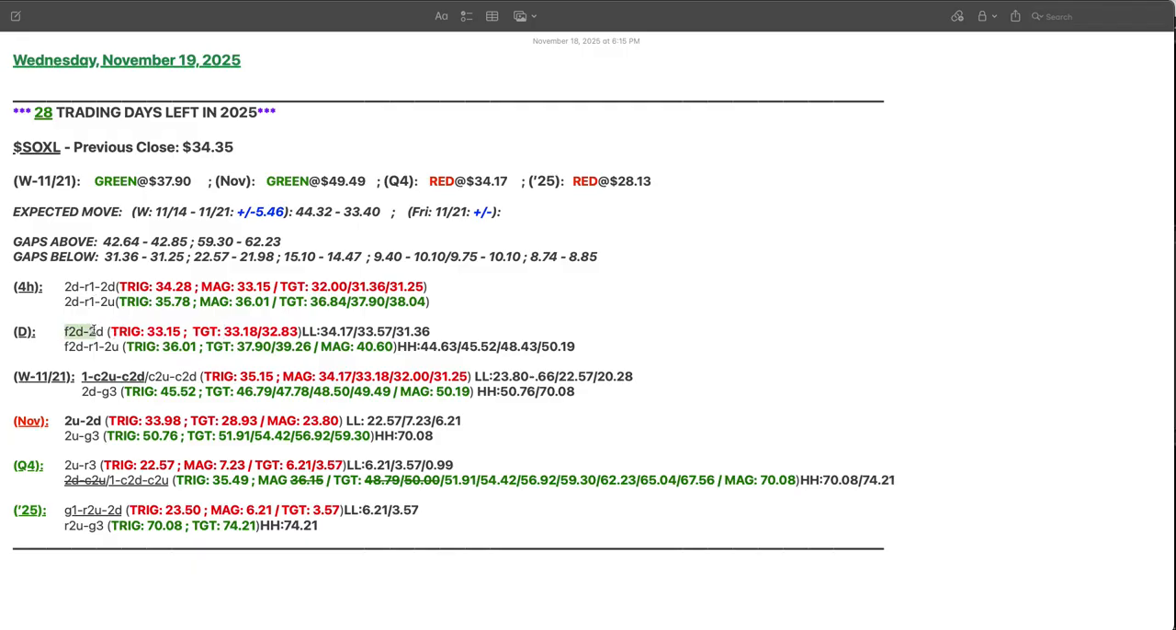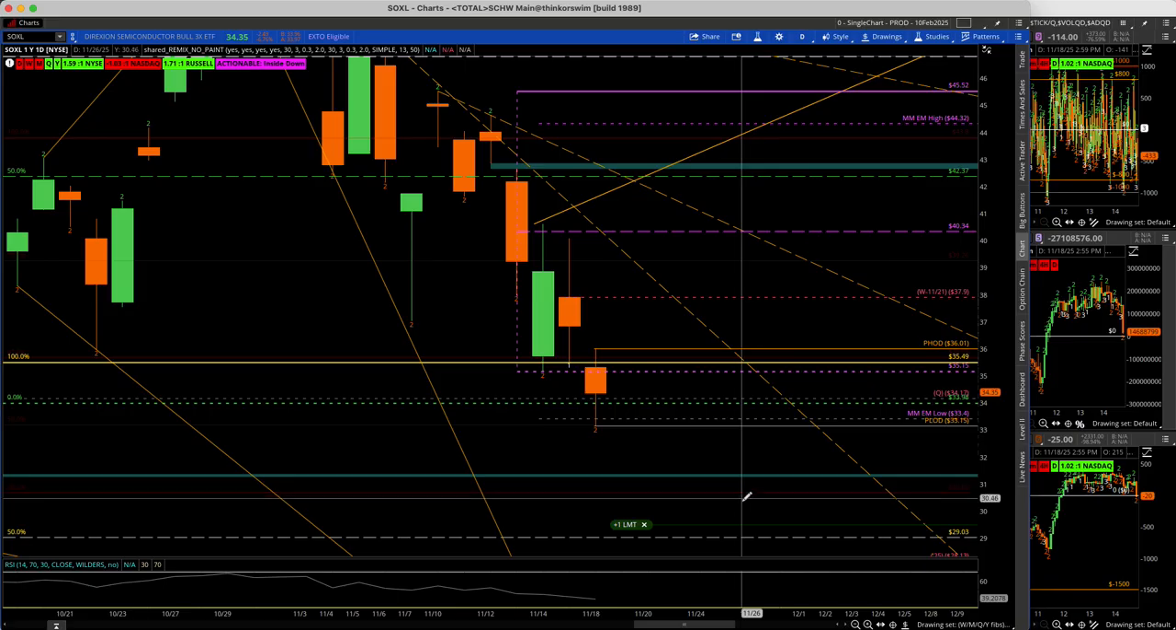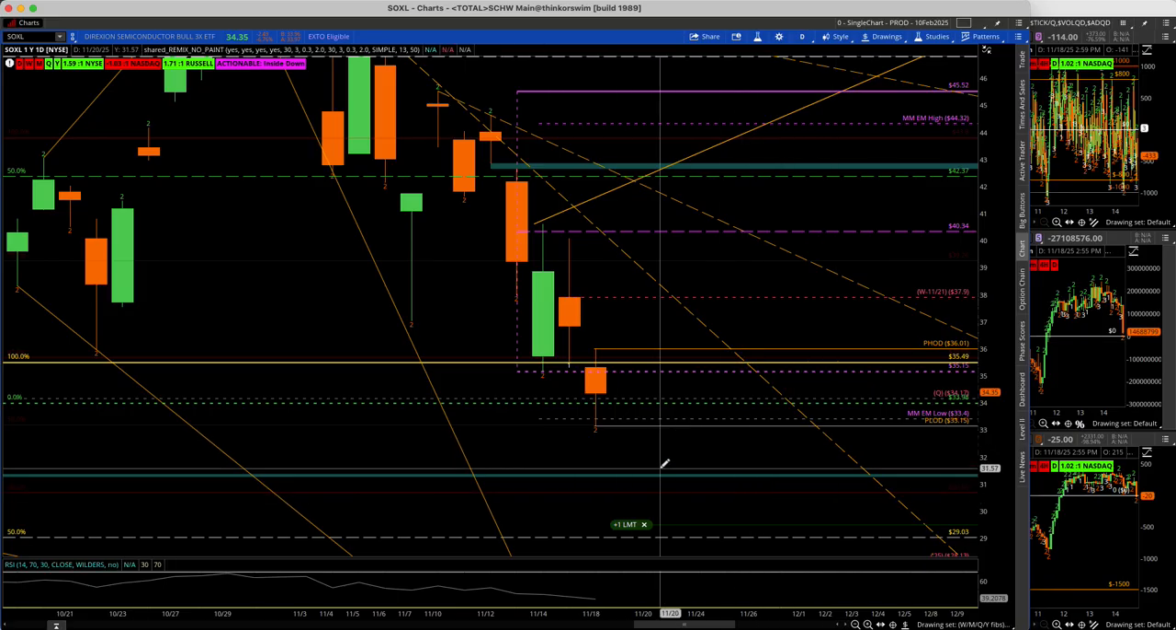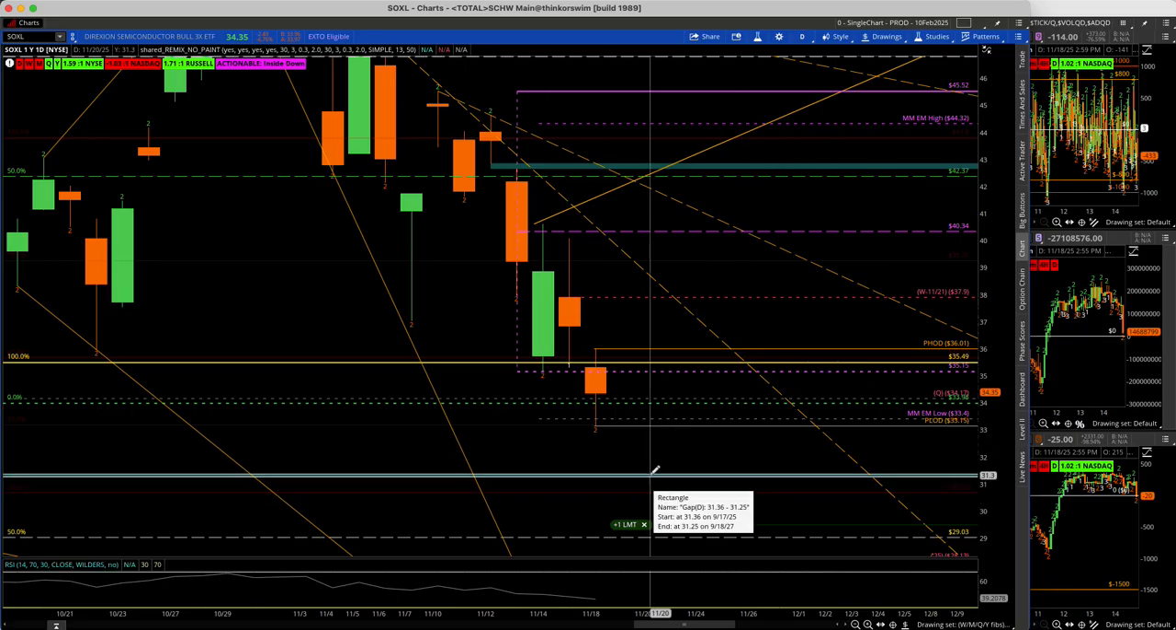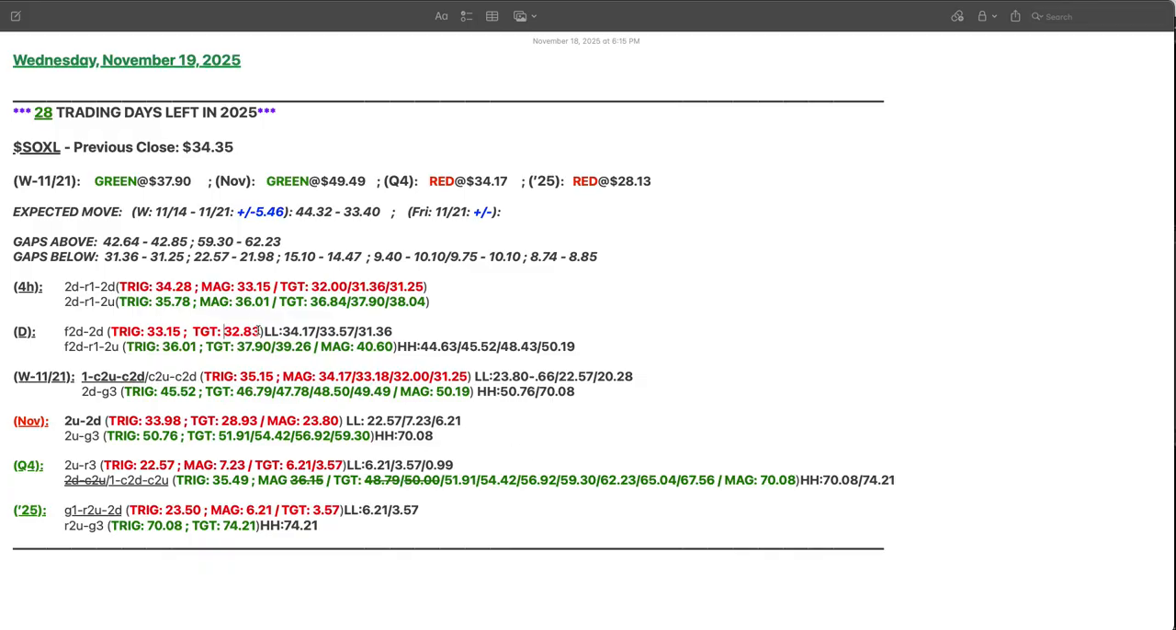Let's go over that one more time. If we go to the downside, that's a 2 down continuation, triggering at 33.15. And we've got 32.83 as the first target. Let's go back to our chart here. 32.83, I don't remember what that was, but let's get our gap close. I could have sworn we put these in here. So 31.36. Maybe that's what it was. I just put them up there. Anyways, let's get those in there, all right?